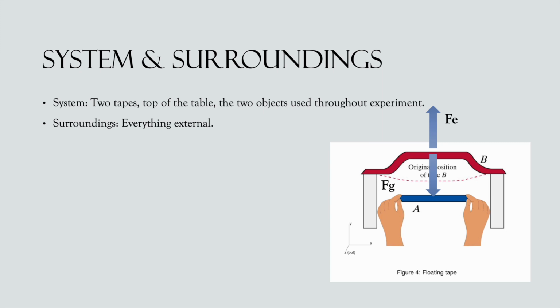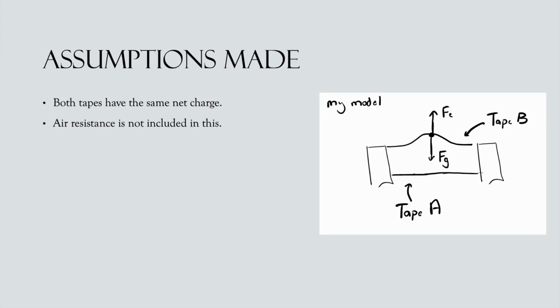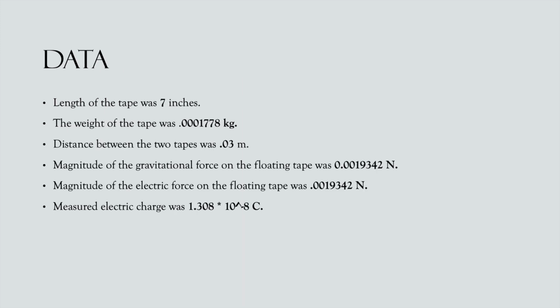As you can see in my diagram, I have the electrical force pointing upward, and then the gravitational force pointing downwards. Now, in my own model, it is the same thing, but in drawing. And don't worry, I know how whimsical my drawing looks. It's beautiful. I assumed that both tapes have the same net charge, as seen in the diagram with the 2 equal arrows. A bit skewed, but so what. And secondly, air resistance is not included in this. If it was, I would have drawn wind.